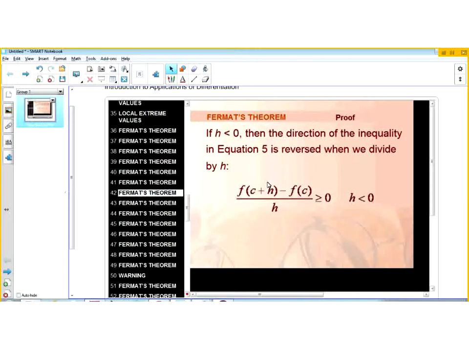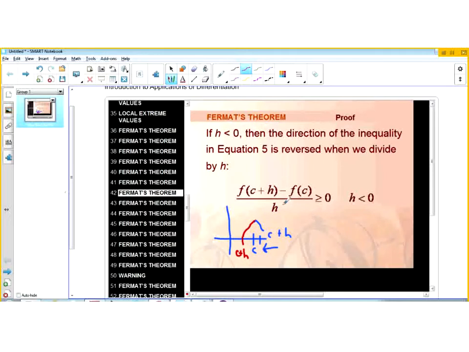And so why do we want to make h less than 0? Well, because in the previous slide, we were to the right of c. So in the previous slide, here's our c value, and we were coming at c from this direction. Here is c plus h, and we were doing this in the previous slide. Now we're coming at c from this direction. So here is c plus h. Since h is less than 0, we come at it from here.